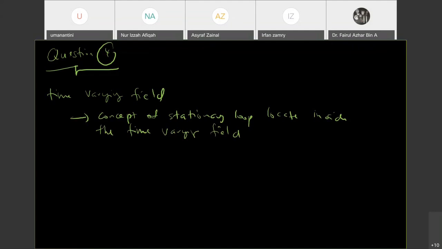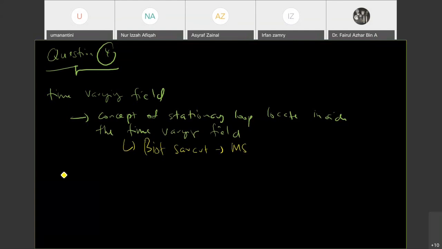Maybe in this particular case, you need to have some understanding about Biot-Savart law. This one is from magnetostatic field analysis. Basically, we will apply the same technique, the same concept, except in this particular case, the field is not constant anymore. It has some variation in terms of time.